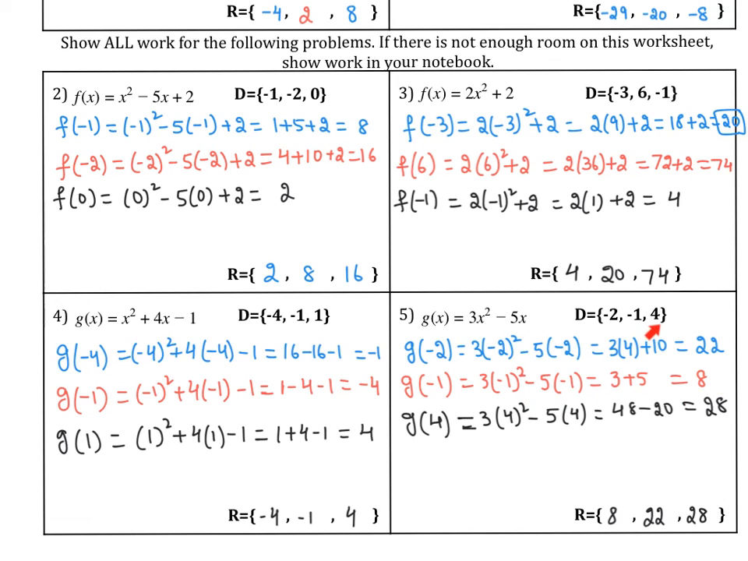Now you're going to use 4 for the x value. So g of 4 is 3 times 4 squared minus 5 times 4. So 4 squared is 16. 16 times 3 is 48. Minus 20 equals 28. So the least number is 8, and then 22, and then 28. These are your output values or range values.